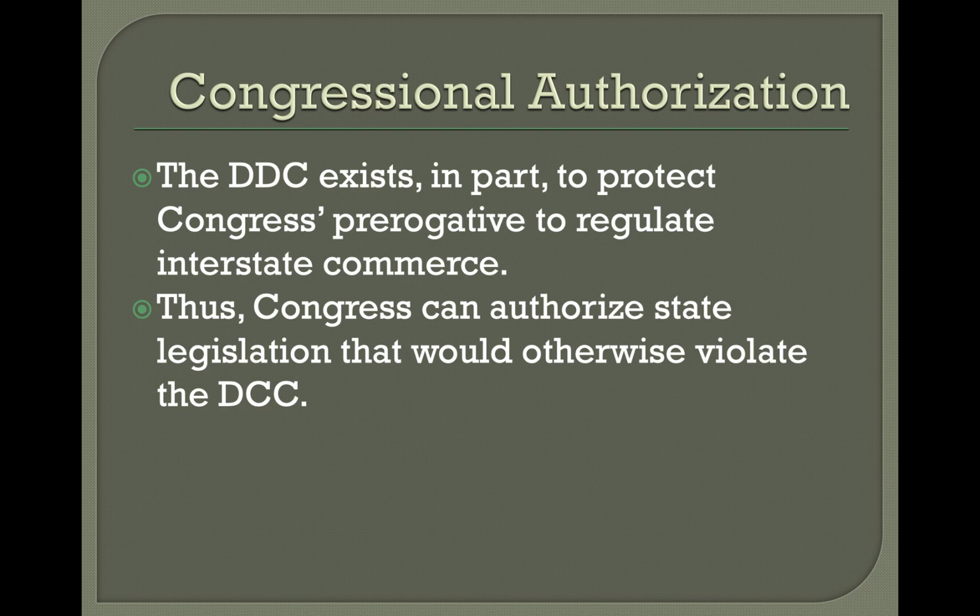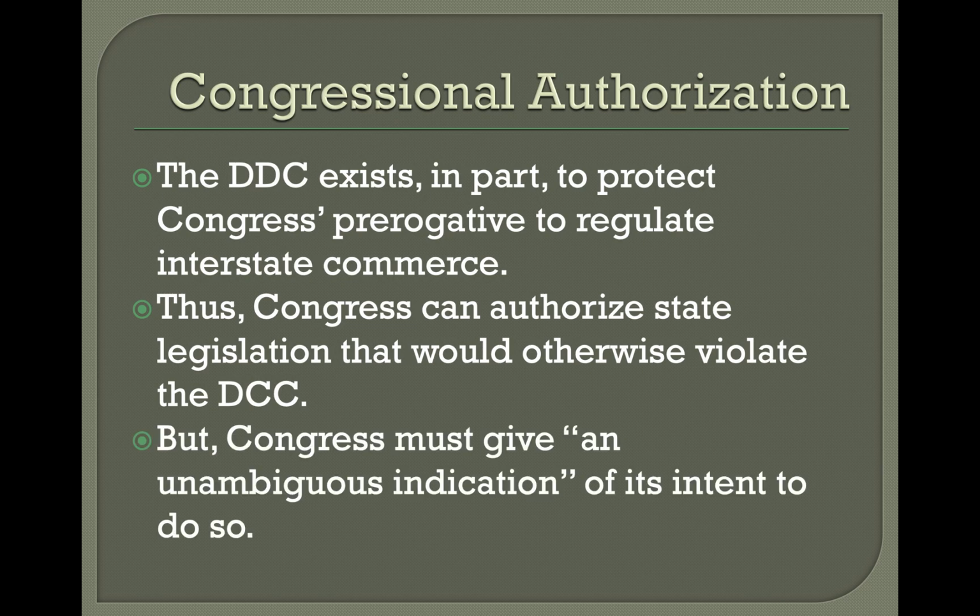The one thing that we learn from the Maine versus Taylor case is that when Congress does authorize a state to do what would otherwise be a violation of the Dormant Commerce Clause, Congress must be clear about it. Or as the court in Maine versus Taylor says, Congress must give an unambiguous indication of its intent to do so. So why does this come up?